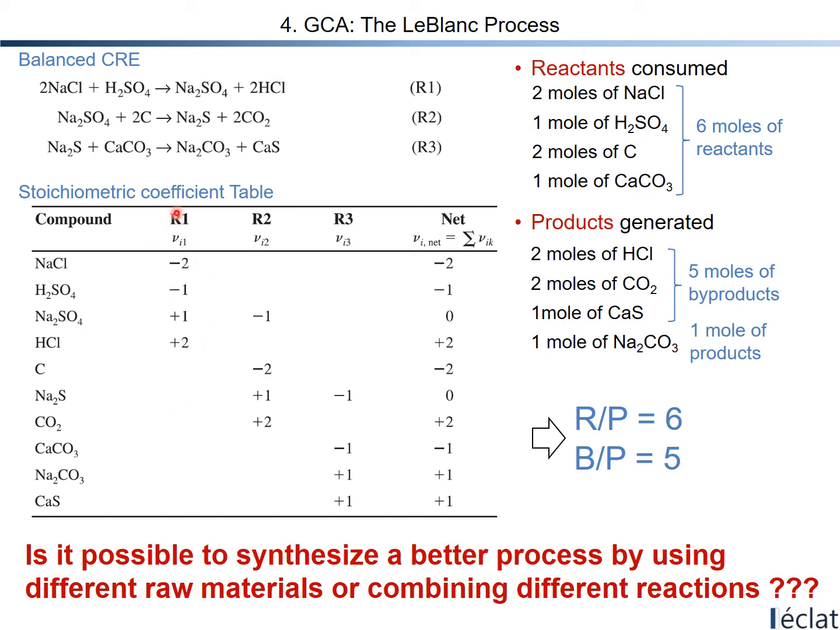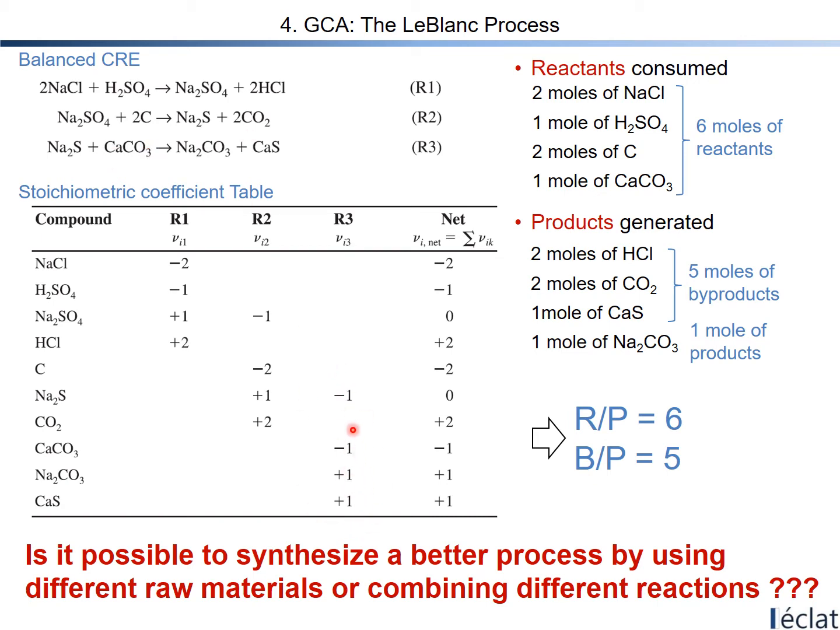And then let's move to reaction 2. The first entity of reaction 2 is sodium sulfate. So here's the sodium sulfate. The stoichiometric coefficient of the sodium sulfate is -1. Then carbon -2, sodium sulfide, and CO2. Then let's go to the third reaction. -1, -1, 1, 1, something like that.